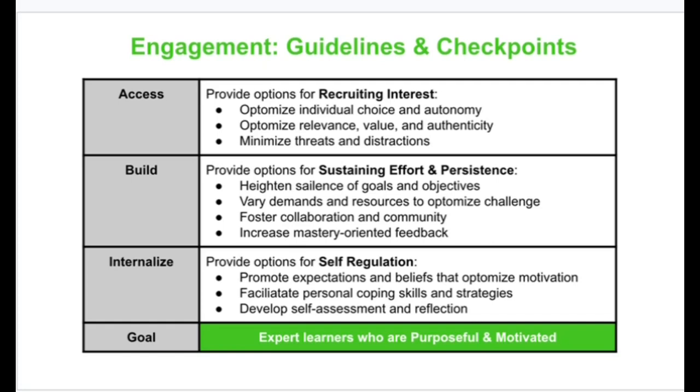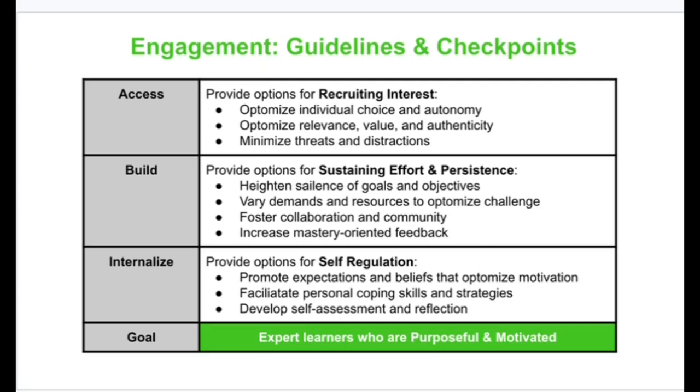Heighten the salience of goals and objectives. Vary the demands and resources to optimize challenge. Foster collaboration and community, and increase mastery-oriented feedback. The best way to do that is with a great rubric.